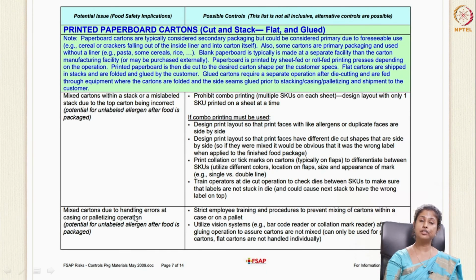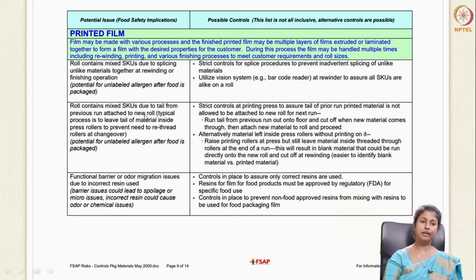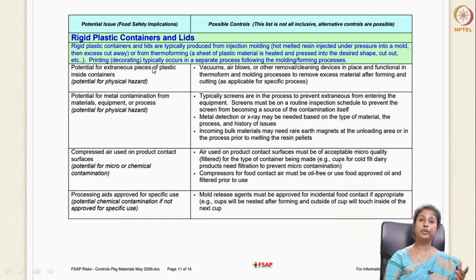Again, mixed cartons due to handling errors in the palletization operation. Till it's your tertiary package, it's all perfect. Then when it is palletized for your shipment, it might go wrong. Addresses can be wrong, products can be wrong. So these kind of problems can happen. Now coming to printed films, the pre-printed films, the rolls can contain mixed products because of the splicing, as we said. Rigid plastic containers. Rigid plastic containers are your PP boxes that can have your products.